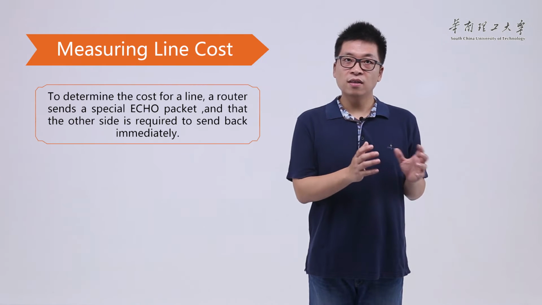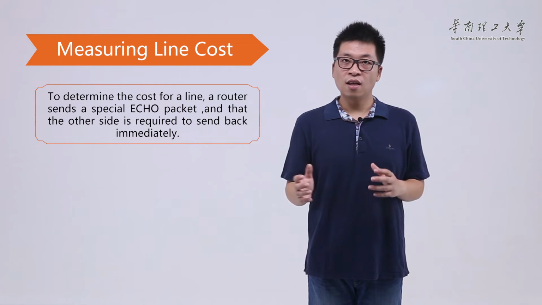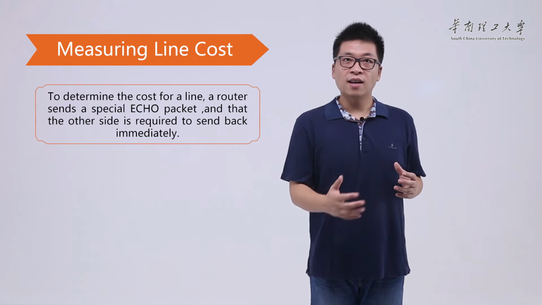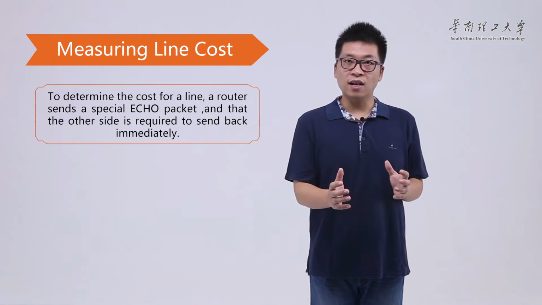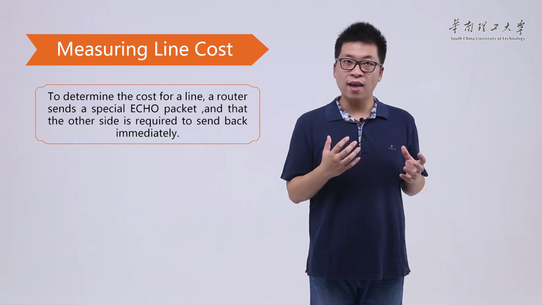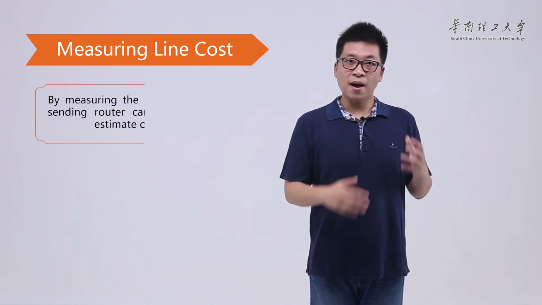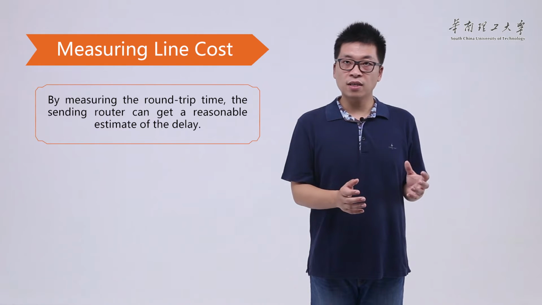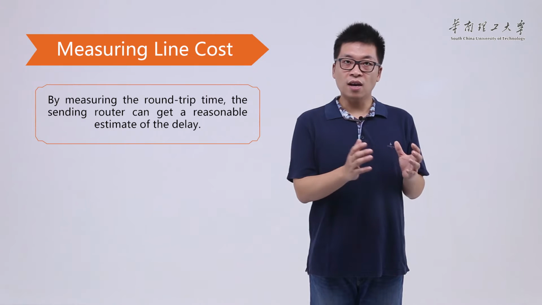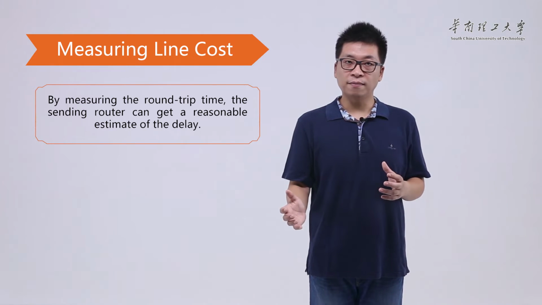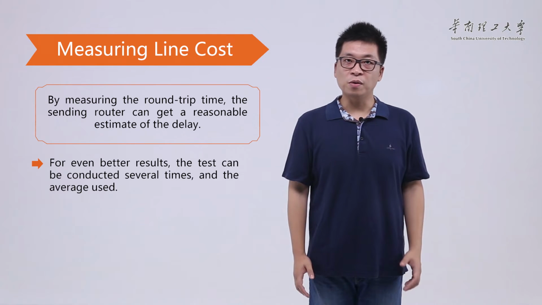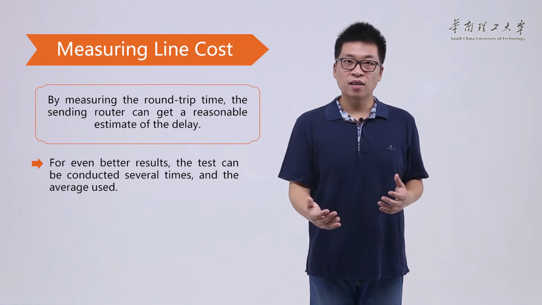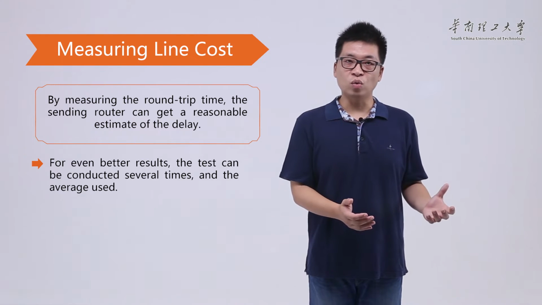Measuring line cost. To determine the cost for a line, a router sends a special echo packet that the other side is required to send back immediately. By measuring the round-trip time, the sending router can get a reasonable estimate of delay. For even better results, the test can be conducted several times and the average can be used.